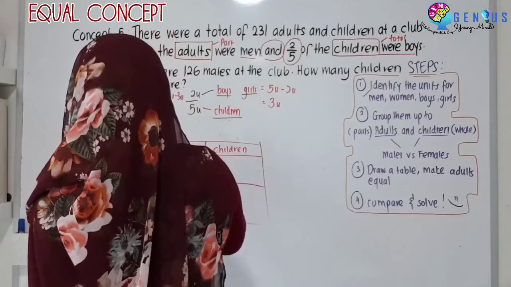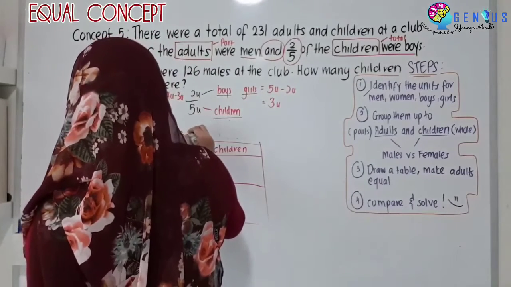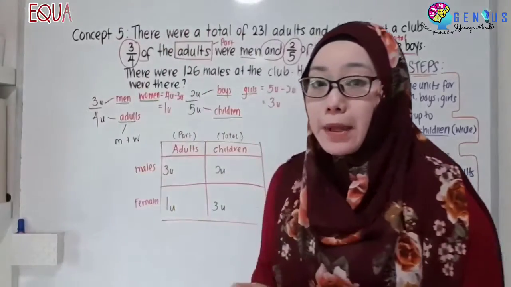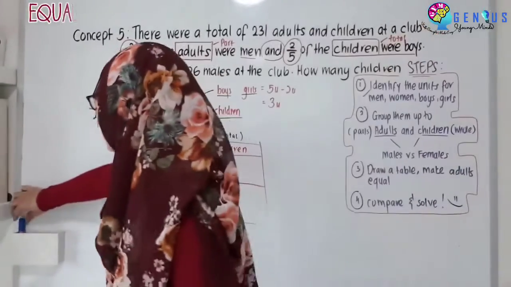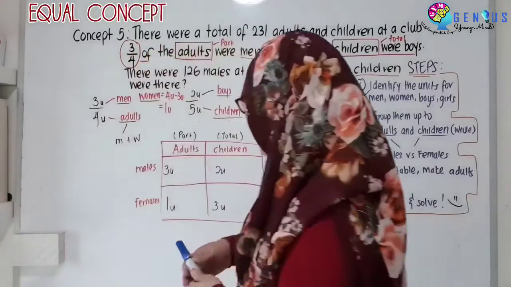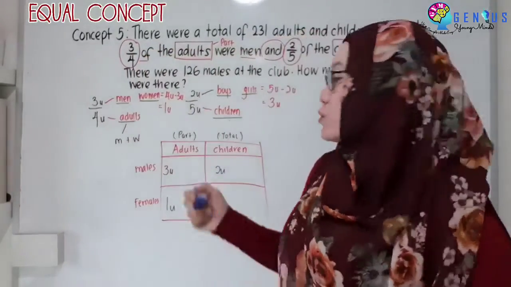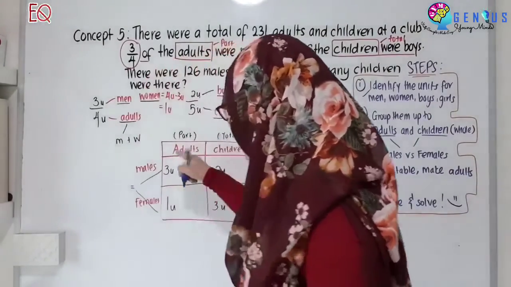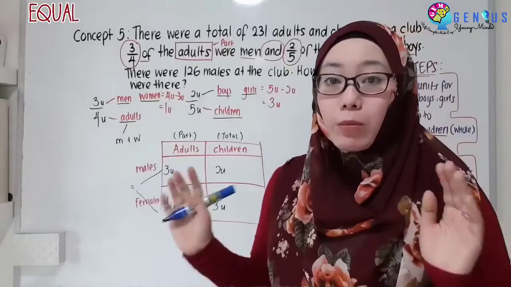Eraser. This is my part. This is my total. For equal concept, the part column will be equal. Which means this and this have to be the same. This and this have to be the same. Which means 3 and 1 currently are not the same. Can we make them the same?